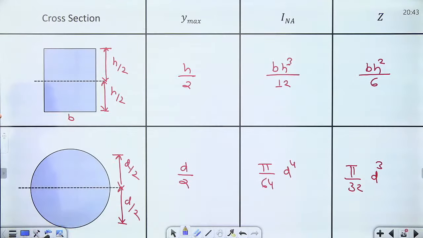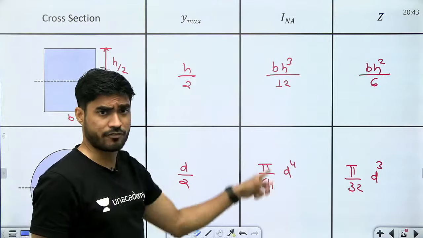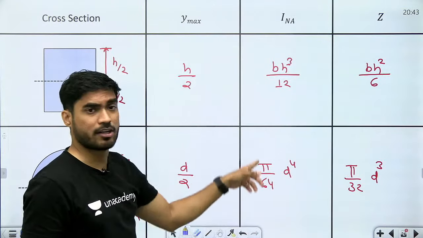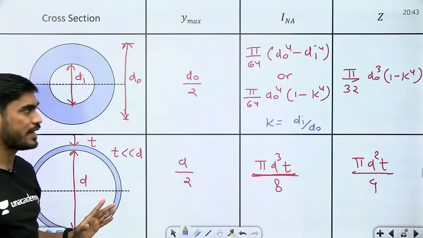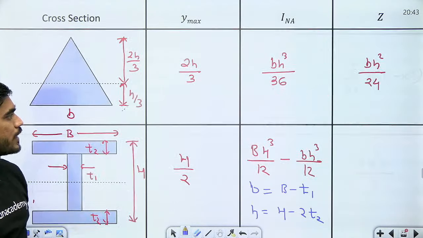So beta, these are the cross sections which are important for us from the exam point of view, so you need to remember their moment of inertia equation, ठीक है? इनकी moment of inertia की equation आपको याद रखनी है, okay? Is this clear? Yes, okay.